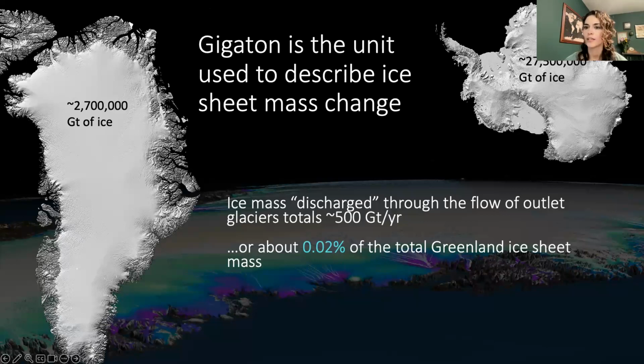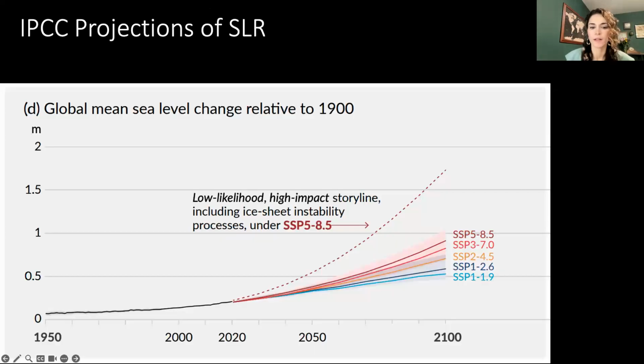So if we zoom out and look at the 2 ice sheets as a whole, the Greenland ice sheet contains a little less than 3 million gigatons. I'll let you make all those conversions in your head, but 3 million gigatons of ice. But it's only a fraction of the size of the Antarctic ice sheet, which is a little less than 30 million gigatons of ice. And so why does this matter?